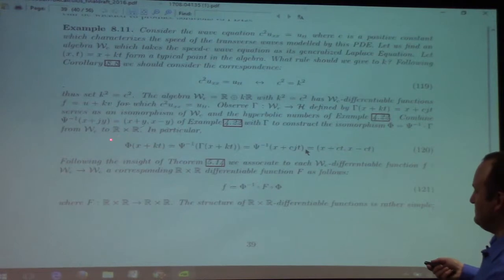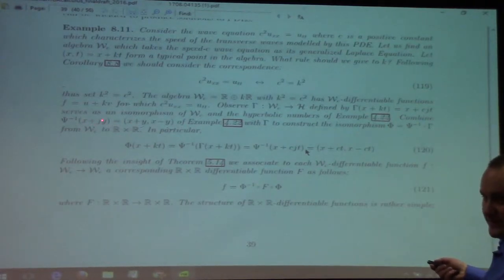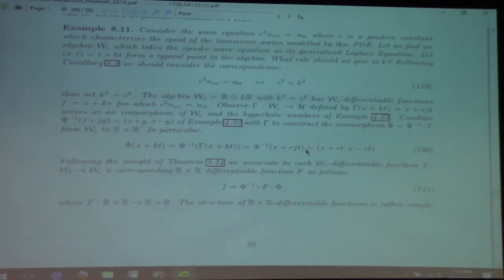if I combine, I also have an isomorphism of the hyperbolic numbers in the direct product, as we talked about last class, right? This guy. And so I can get an isomorphism from my WC algebra to the direct product. In particular, here it is. If I start with x plus kt, I get x plus ct, x minus ct, right?